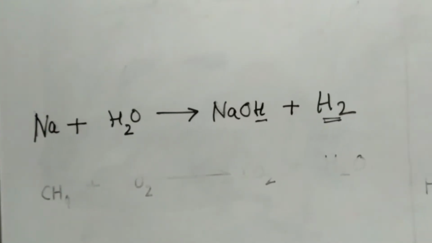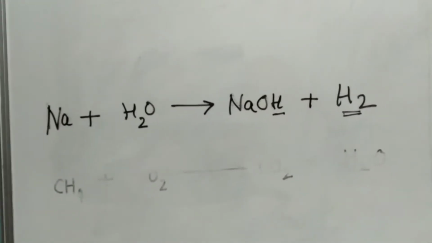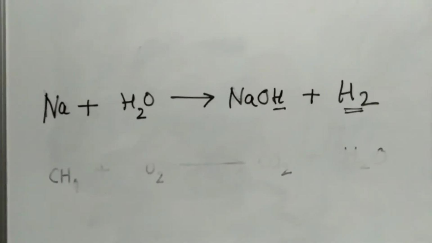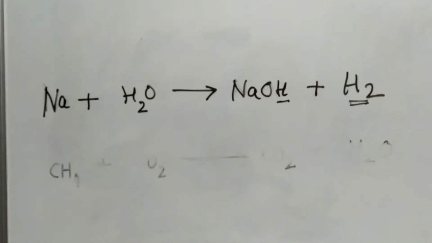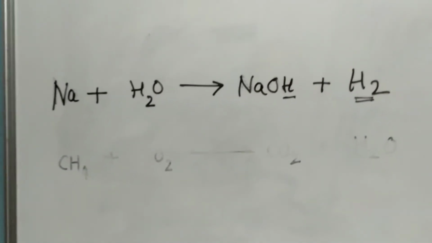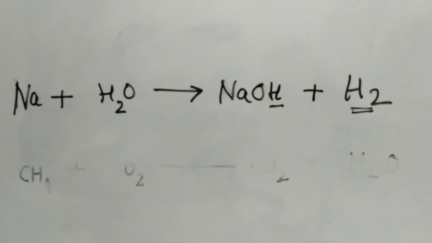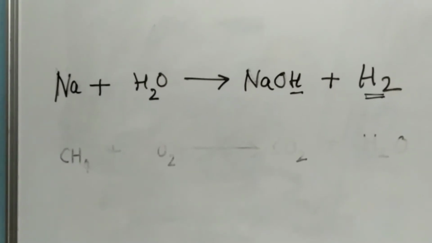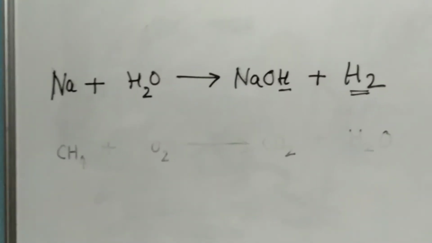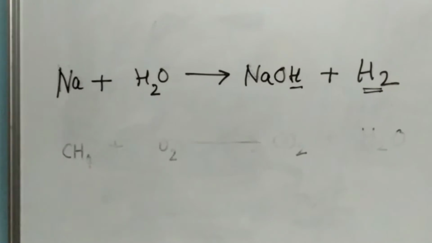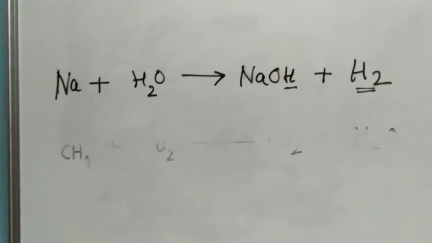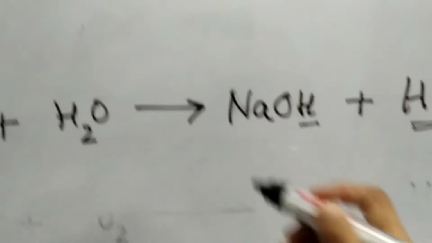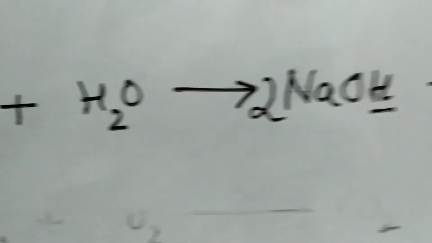Now, a small trick let me give you here. Whenever you find that any of the atoms on the reactant side is even and on the product side is odd, or vice versa, try to make the odd one even. Like here, the odd one is NaOH. The single hydrogen which is there is making it odd. So we will try to make the odd even. While trying to make the odd even, I'm putting a 2 here.